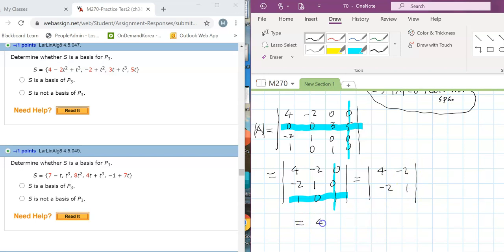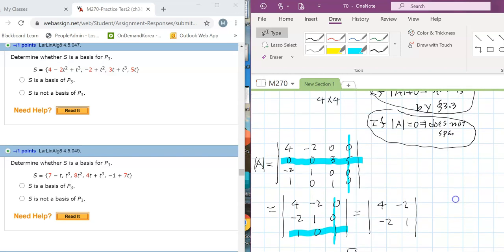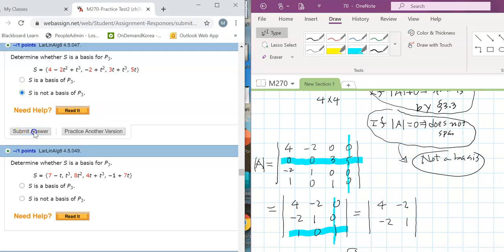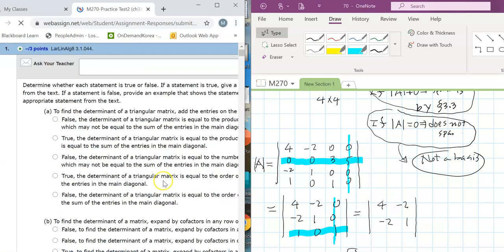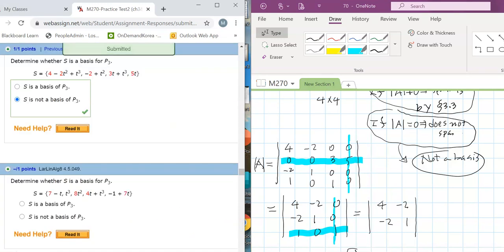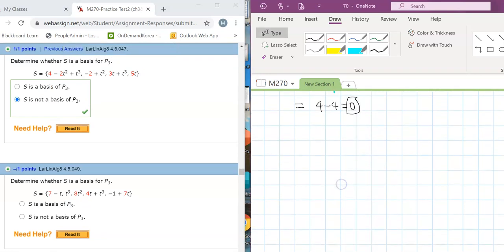Hey, this is 4 minus 4 equals 0, singular. That means what? It does not span, is not a basis, okay? Because determinant is 0, so it's not a basis, okay, here. Okay, so now let's look at the next one. See, it's not a basis. A bunch of zeros, so that's why I did determinant. Okay, 61.